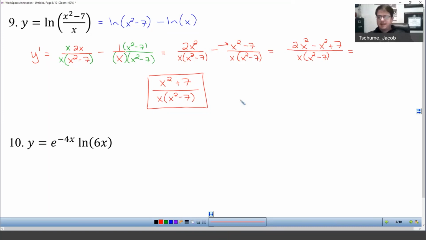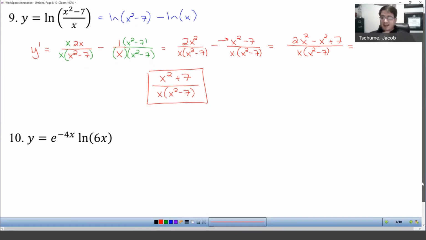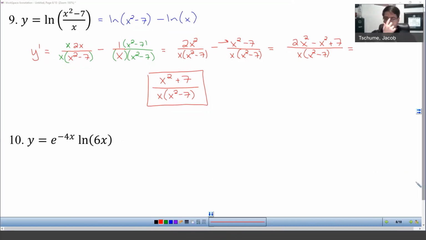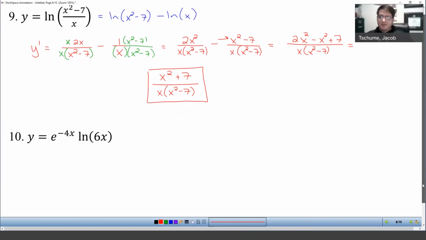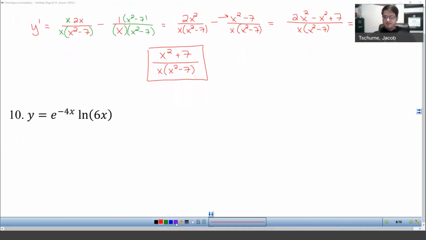All right, and then number 10, to kind of see, I think, just one time only, where you can combine e's and ln's. So what if you have to find the derivative of a function that's an e times an ln? So number 10 is, if you have e to the negative 4x times the natural log of 6x. Well, once again, this has x's in it, this has x's in it, and they're being multiplied. So we're going to have to do the product rule on this problem. So the product rule is f times g prime plus g times f prime.